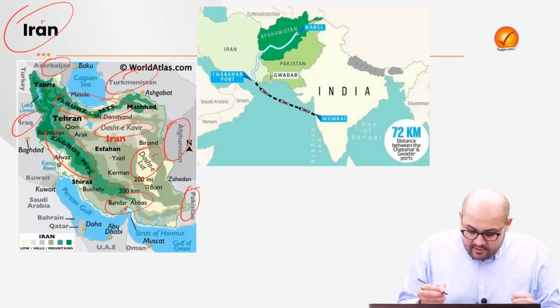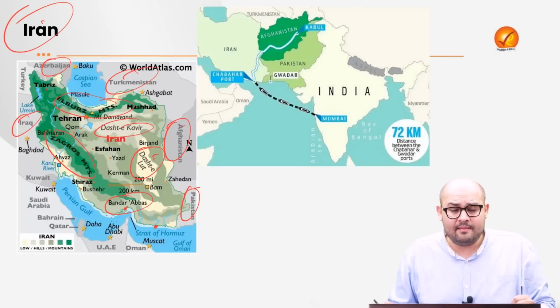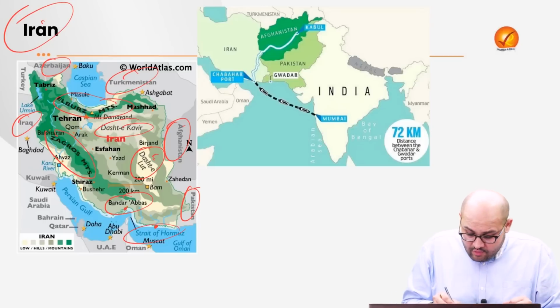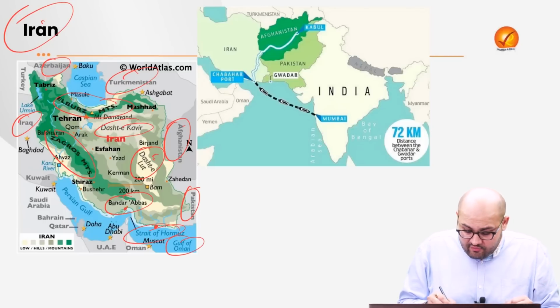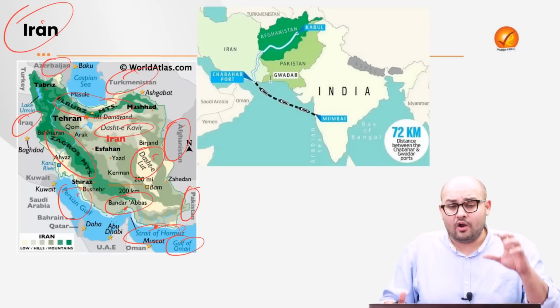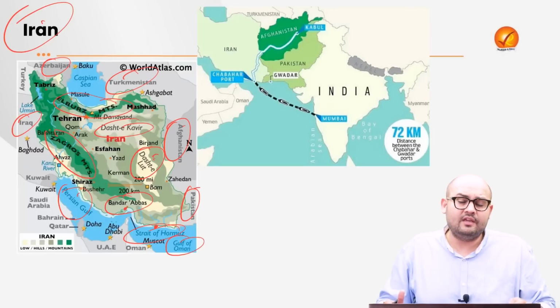So it is present somewhere here, and then we have got somewhere here Chabahar port, right? So this becomes really important. Then we have got one of the very important straits known as the Strait of Hormuz. Now this is between the Gulf of Oman and the Persian Gulf, right? Next, India is also investing in a lot of connectivity projects with respect to Iran, right?